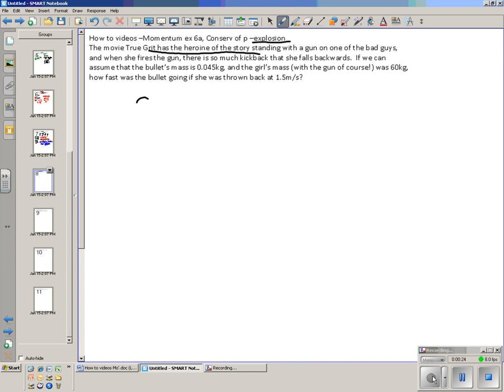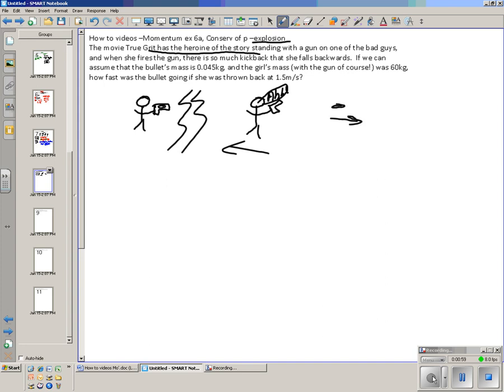She is standing there holding a gun, and here is the gun, and she has not yet pulled the trigger. So here is the bullet inside of the gun. The event itself is her pulling the trigger, and she gets tossed backwards because of the kickback. So we'll even have her scream, "Ah!" Okay, so she ends up going backwards, whereas the bullet ends up going forwards.